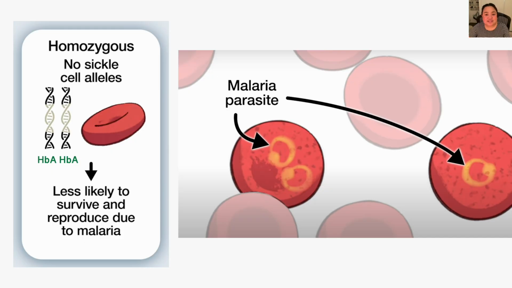Malaria is an infectious disease caused by the single-celled Plasmodium parasite spread by mosquitoes. These parasites infect red blood cells, feed on their hemoglobin, and use the red blood cell to reproduce. If untreated, malaria can destroy huge numbers of red blood cells, cause anemia, organ failure, and even death. So in areas with malaria, individuals who are homozygous and have 2 copies of the normal hemoglobin allele are more likely to die young and not survive to a reproductive age.